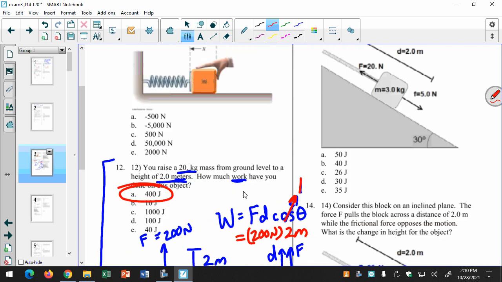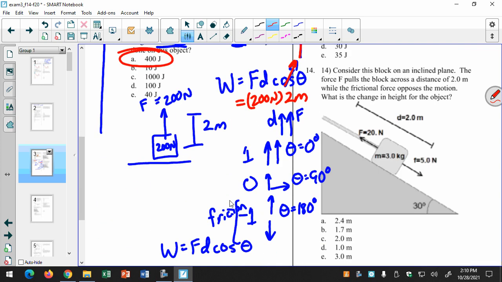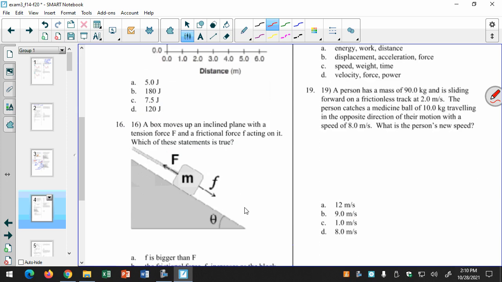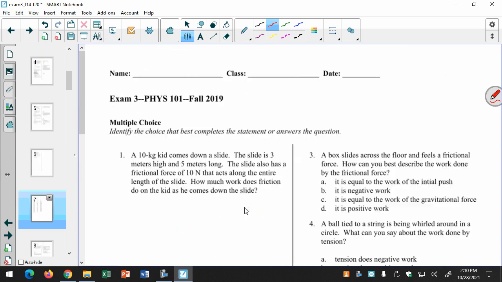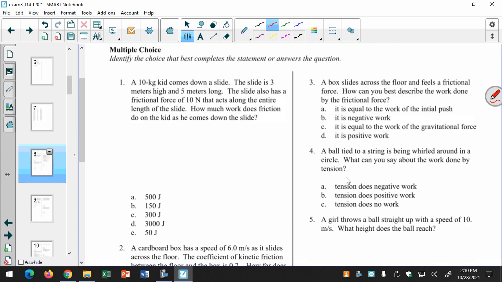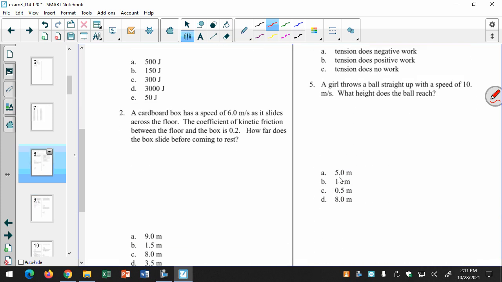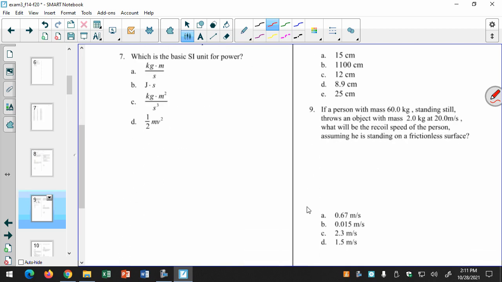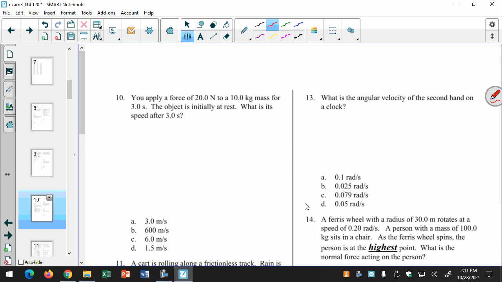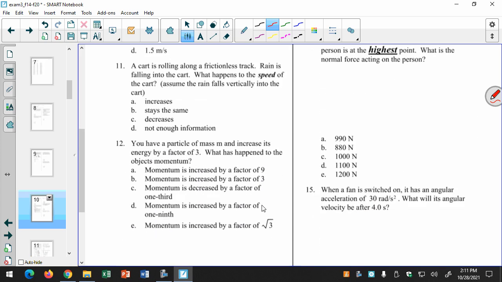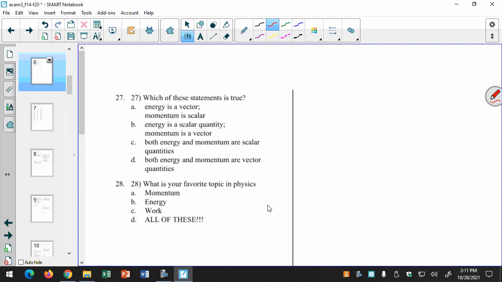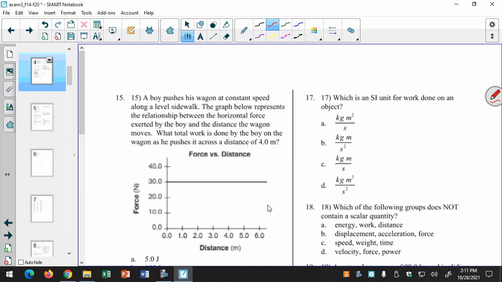Let's find another one that's something similar. I don't know that there's one on this exam, but let's go to another one. No, I don't see one. Let's go back and do conservation of energy. Okay? We'll do some more of these work problems tomorrow. But those are mostly just putting in the force, putting in the displacement, and taking the product of those two.